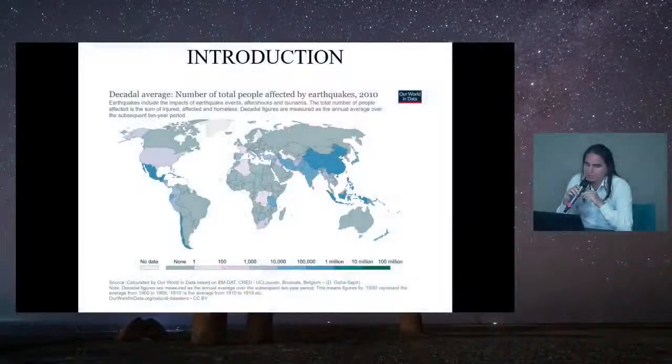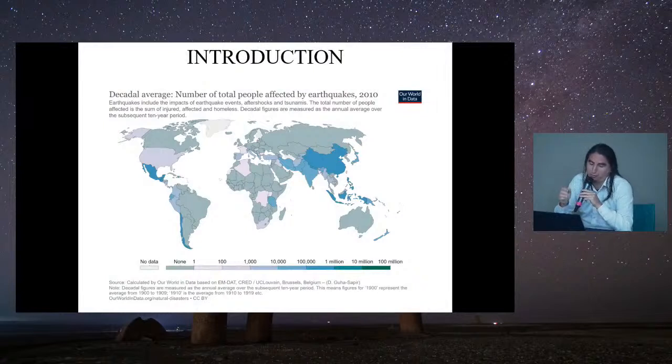As I mentioned before, this is a map of the people affected by earthquakes up to 2010. As you can see in this world map, the Pacific zone has a little or a lot of affected people around the world. Peru, Chile, more Chile in recent years, also Japan and these countries. So just some general context about earthquakes around the world.